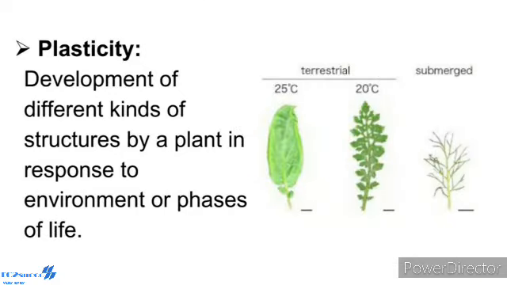Another one, plasticity. Development of different kinds of structure by a plant in response to environment or phases of life. The plants follow different pathways in response to environment or phases of life to form different kinds of structures. This ability is called plasticity. The occurrence of more than one type of leaf on the same plant, called heterophylly, is an example of plasticity. Heterophylly is a regular feature in several plants like cotton, coriander, larkspur, mustard, pea, etc.